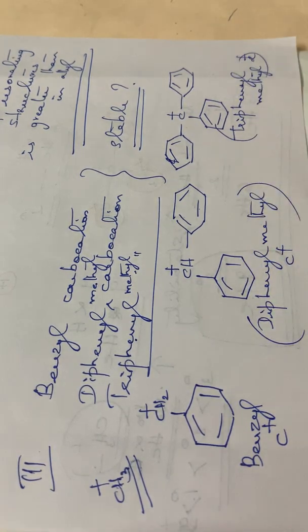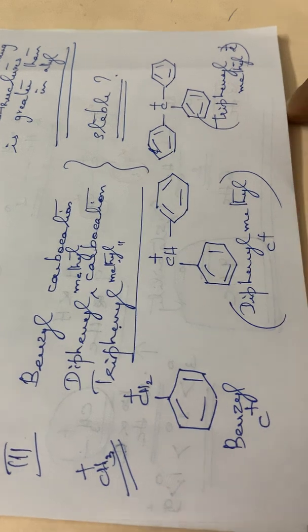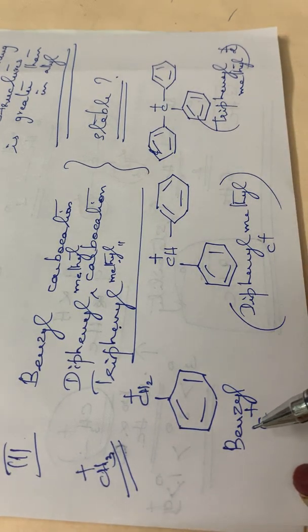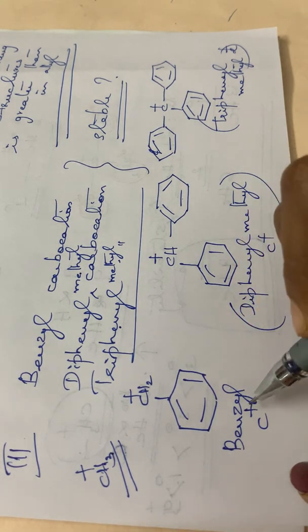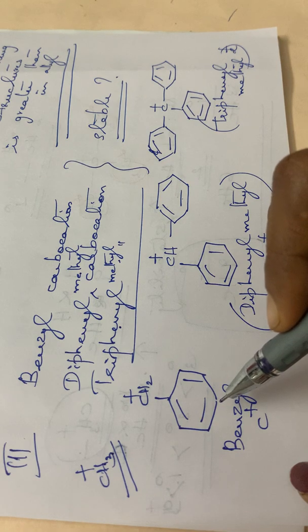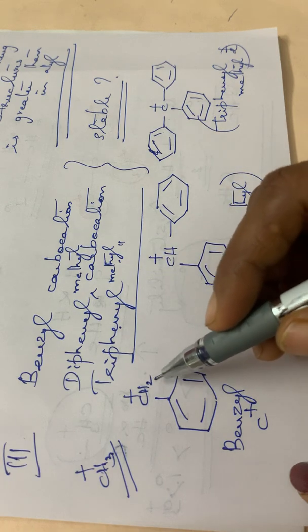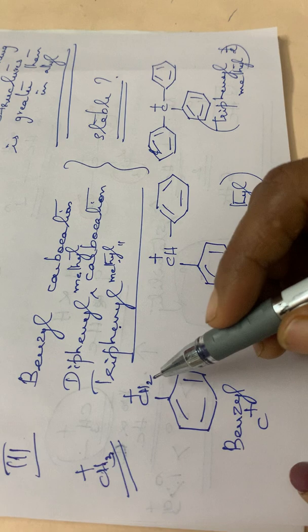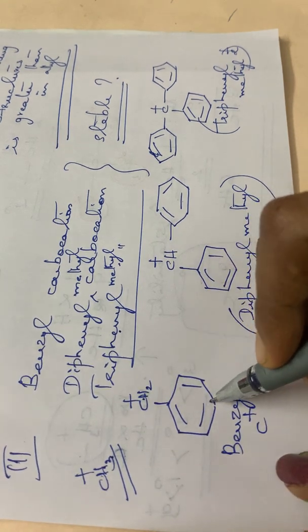So by comparing these three compounds, which one will be more stable? See, in the case of benzyl carbocation, how many resonating structures are possible? It has 5 resonating structures, isn't it? And in this benzyl carbocation, how many hyperconjugative structures are possible? See, 3 hyperconjugative structures are possible for this benzyl carbocation.